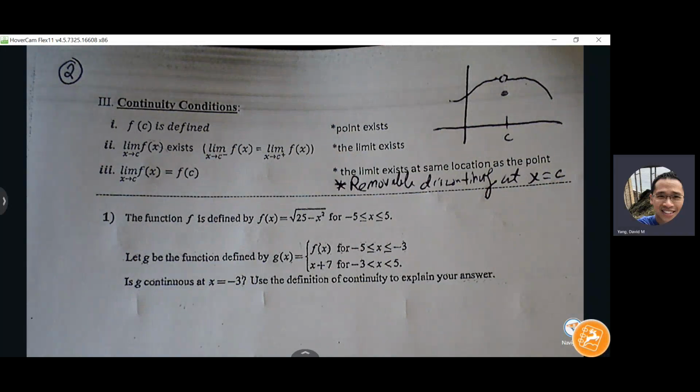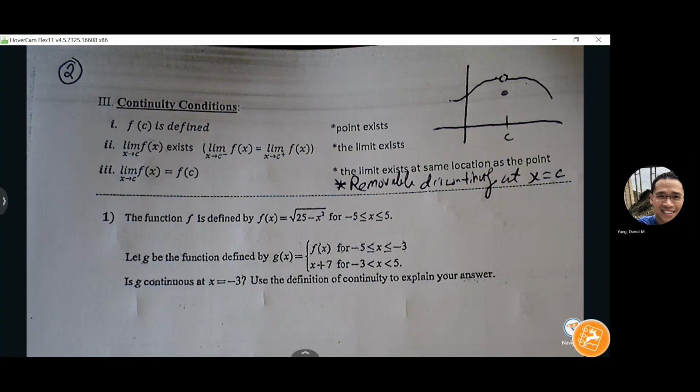And if the second condition fails, then we will say that it's a non-removable discontinuity. Typically, if the second condition fails, that means there's graphs where the branches are not connecting to the same y value. Looks like a jump discontinuity, or it could be a vertical asymptote.